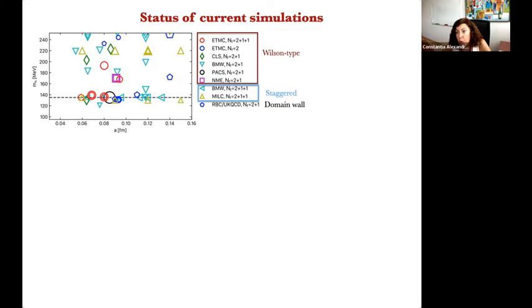So these are the major collaborations worldwide simulating these gauge configurations, which, as I said, are unique for any observable. They can be used for any observable that we want to compute.